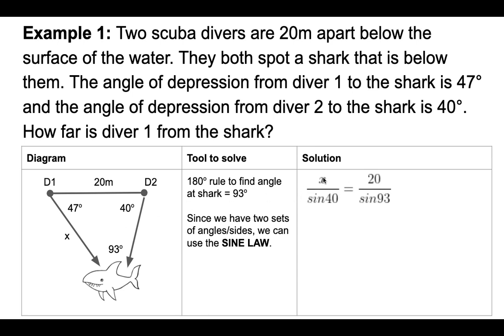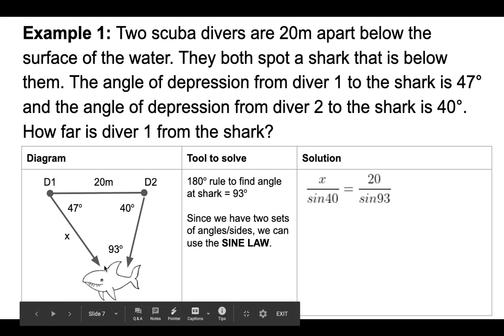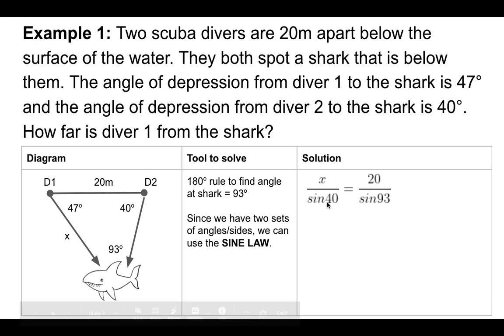So if we're going to put the sine law, remember, if you have a side, you're going to divide by the sine of the angle across from that side. And then you're going to set that equal to the ratio of the other pair you have. So you're going to have the side length divided by sine of the angle across from it. So this is our equation here: x divided by sine of 40 is equal to 20 divided by sine of 93.